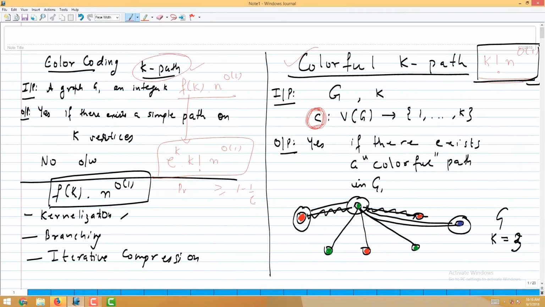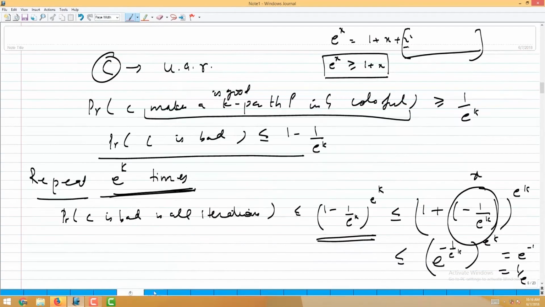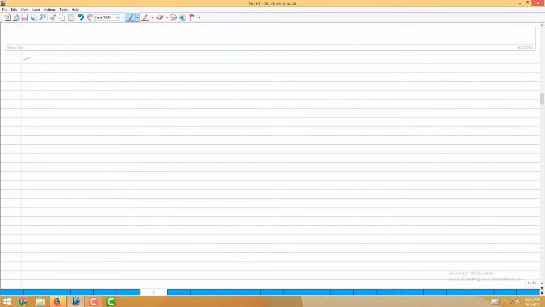Now let me quickly tell you a way to de-randomize it. I'll not be proving it, but I'll tell you a theorem, and let's see how we can use this theorem to de-randomize it. Where is the randomization coming from again? It's the coloring that we are computing randomly. And what is the property of the coloring that we want? We want that if there was a k-path or a vertex set, then the coloring should color the vertices of this vertex set with distinct colors. That's the thing that we want.